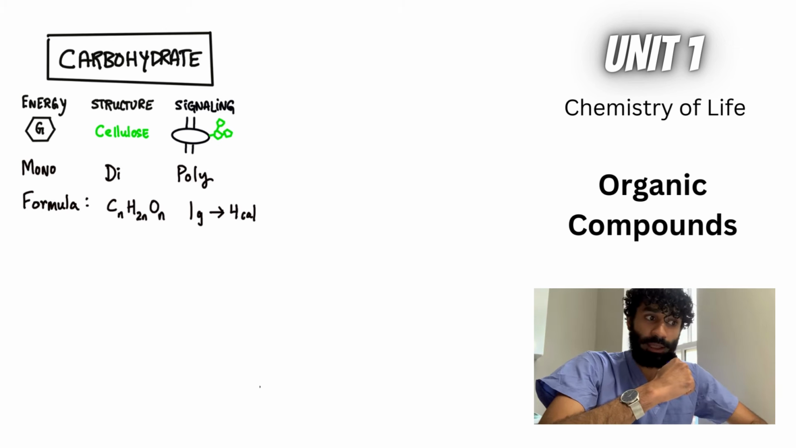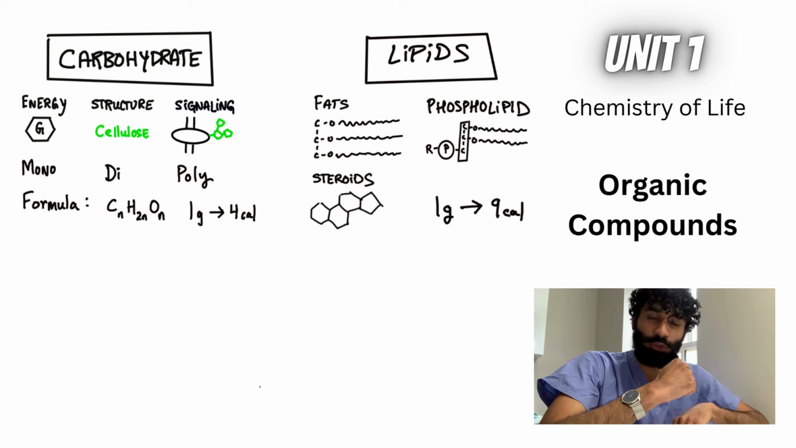The second class is lipids, which is classified into fats, phospholipids, and steroids. Fats are made from one glycerol molecule and 3 fatty acid chains, which can be saturated or unsaturated. Phospholipids are obviously found in the phospholipid bilayer, and steroids are 4 fused carbon rings, example being cholesterol. If you burn 1 gram of fat, you release 9 calories of heat. Lipids function in energy storage, structure, and hormones.